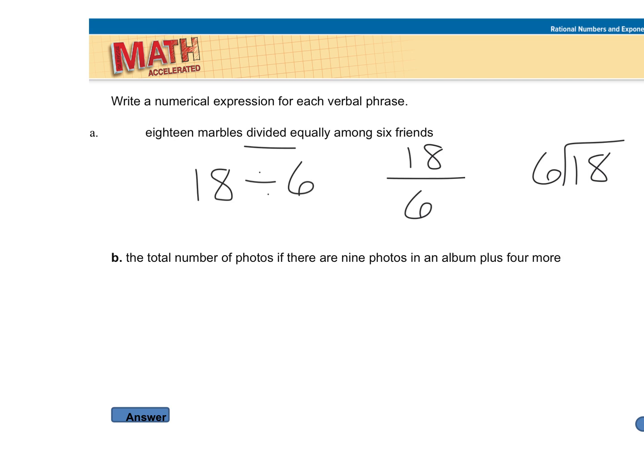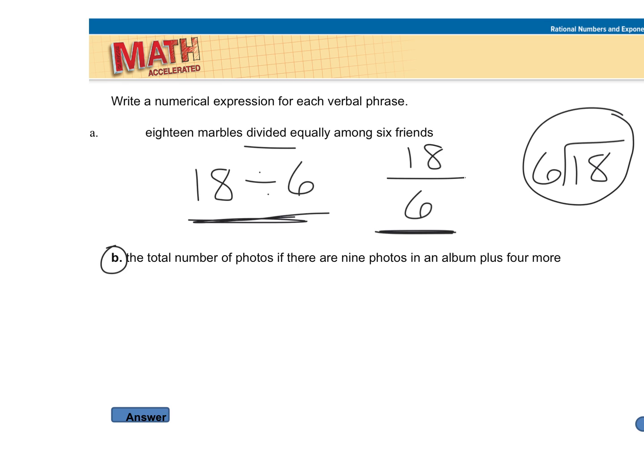Okay? I would prefer one of these two as expressions, okay? Because this isn't really an expression, you set up the problem. Does that make sense? Expressions include your operations. Okay? So on B, good question.